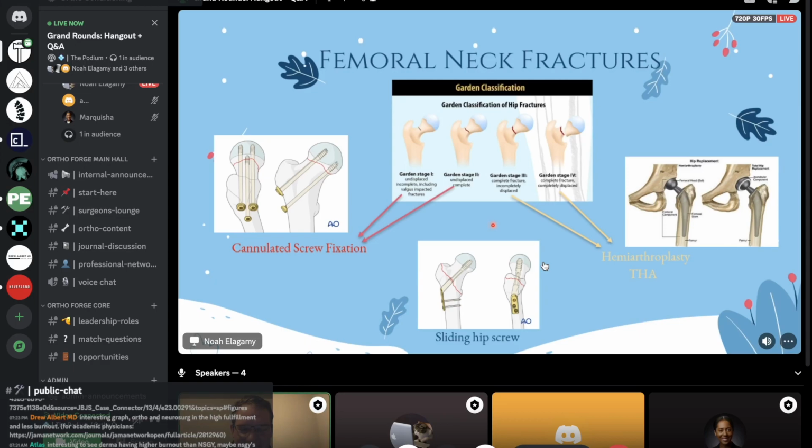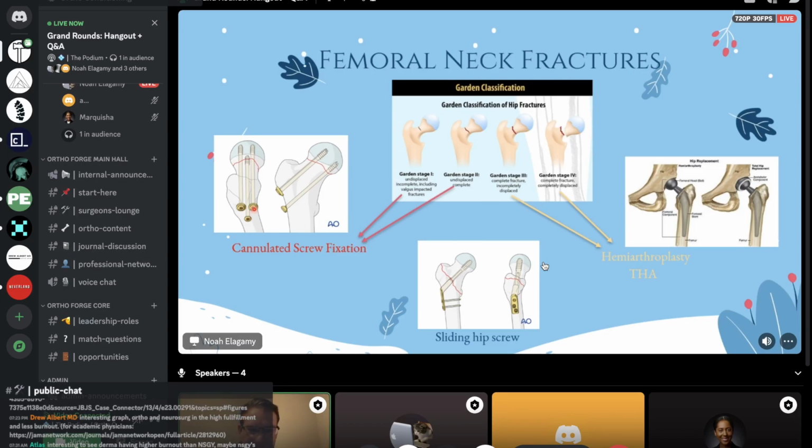Okay. We're going to get this straight. We're going to get it correct. So for non-displaced Garden 1s and 2s, you can consider fixing them with screws. And the pattern is an inverted triangle. That's another testable thing. And I would say that at least at our institution, that's kind of the go-to for those fractures.